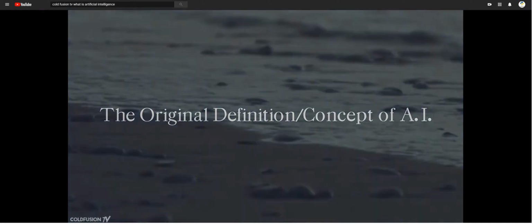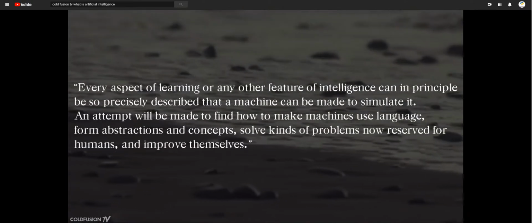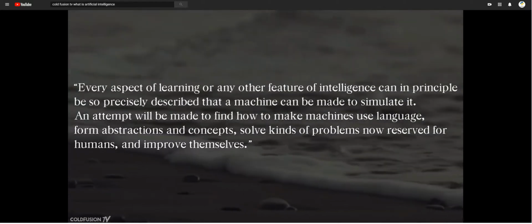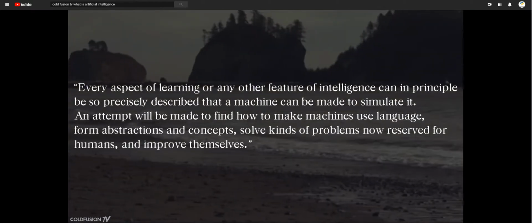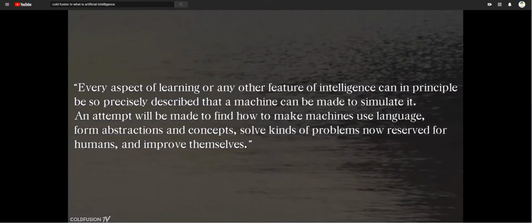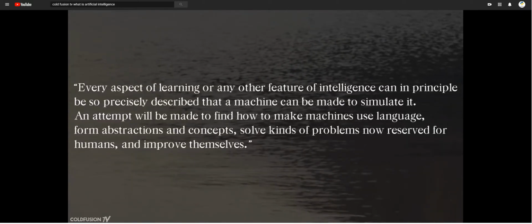Quote, "Every aspect of learning, or any other feature of intelligence, can in principle be so precisely described that a machine can be made to simulate it. An attempt will be made to find out how to make machines use language, form abstractions and concepts, solve kinds of problems now reserved for humans, and improve themselves."